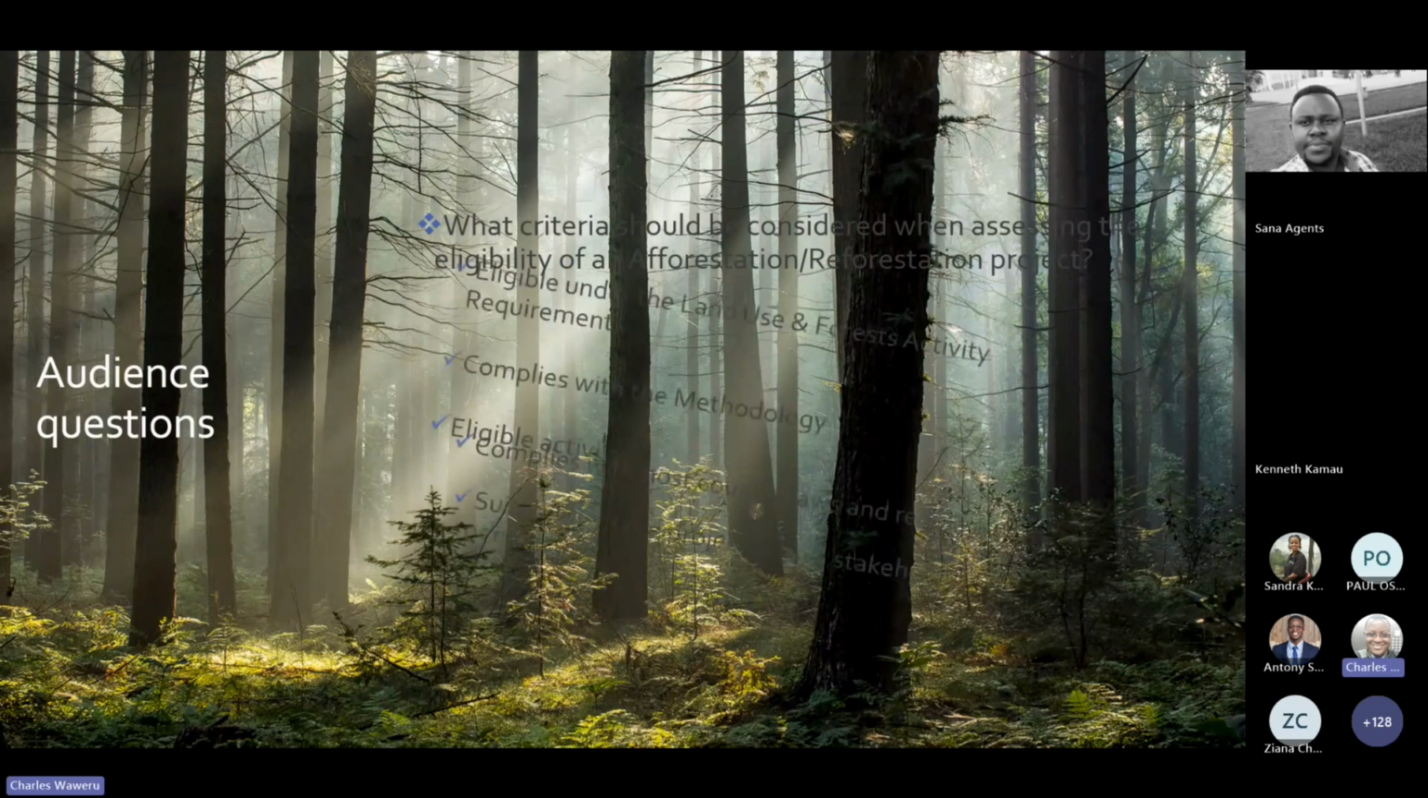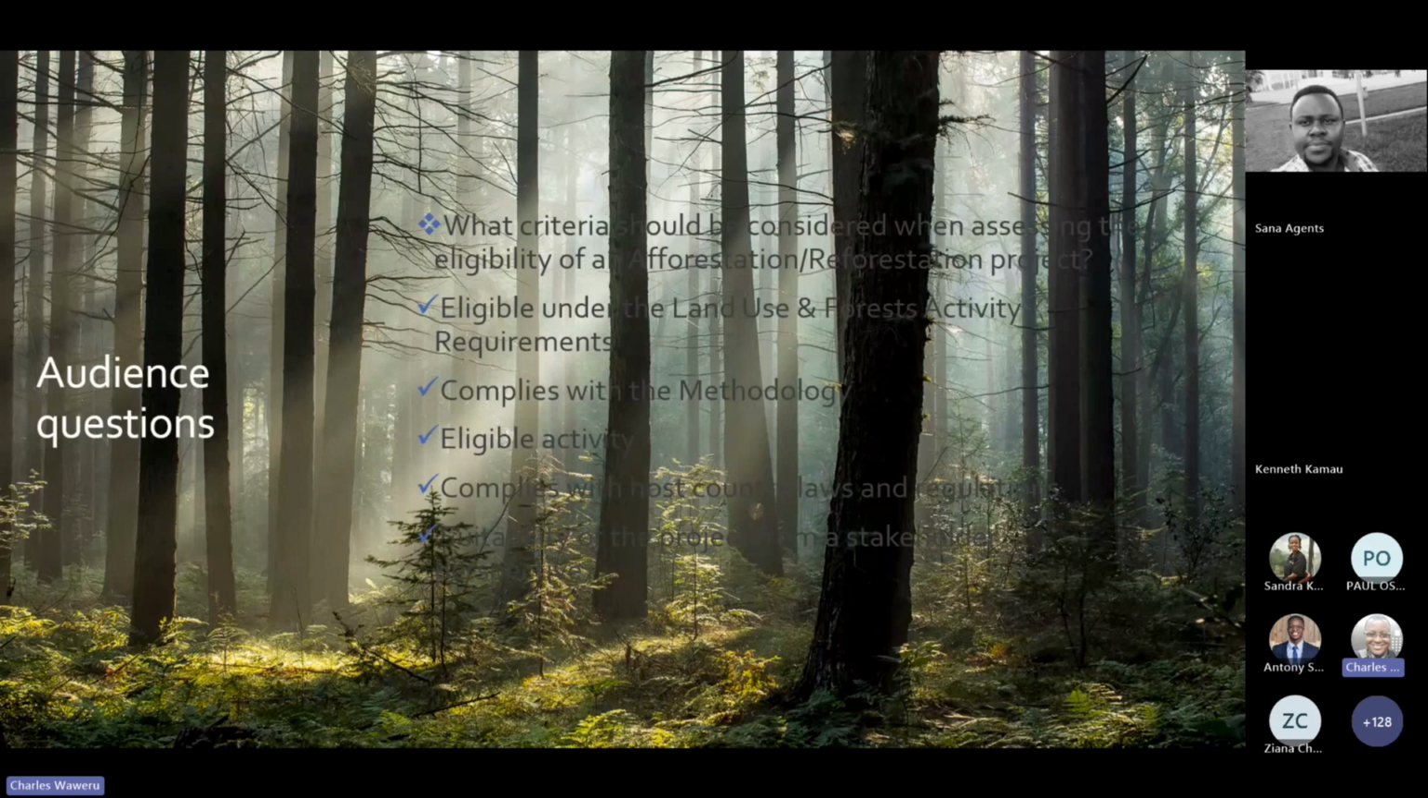So let's have a look. One of the criteria is whether or not it's eligible under the land use and forest activity requirements. Two, remember, it must comply with the applicable methodology. Three, it must be an eligible activity. Four, it must comply with the host country laws and regulations. And last but not least is whether or not it's suitable within the community where you're trying to implement this.